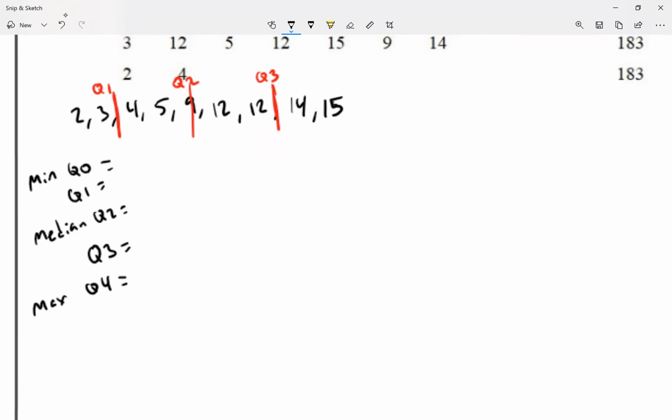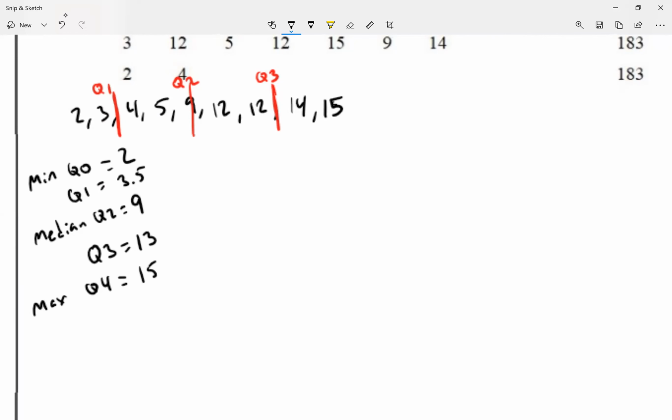The minimum, the smallest number, it is a 2. My first quartile in this case is the number between 3 and 4. So let me call that 3.5. My median, the number in the middle, is 9. My quarter 3, notice it's in between 12 and 14. Let me call that 13. And maximum, the biggest number, it is 15.